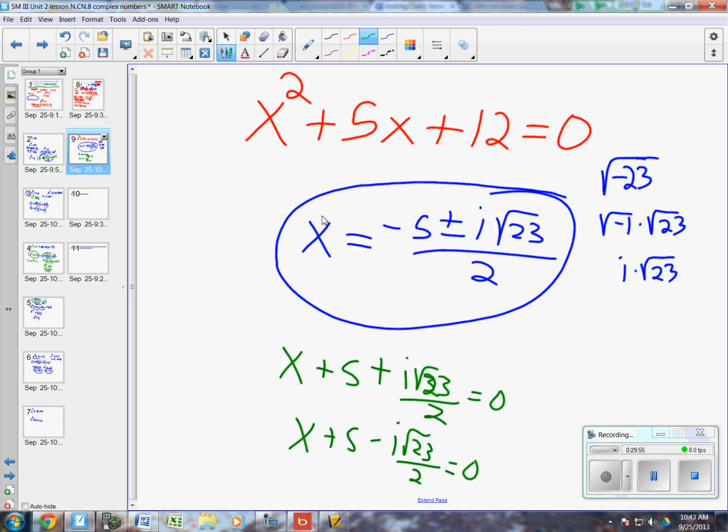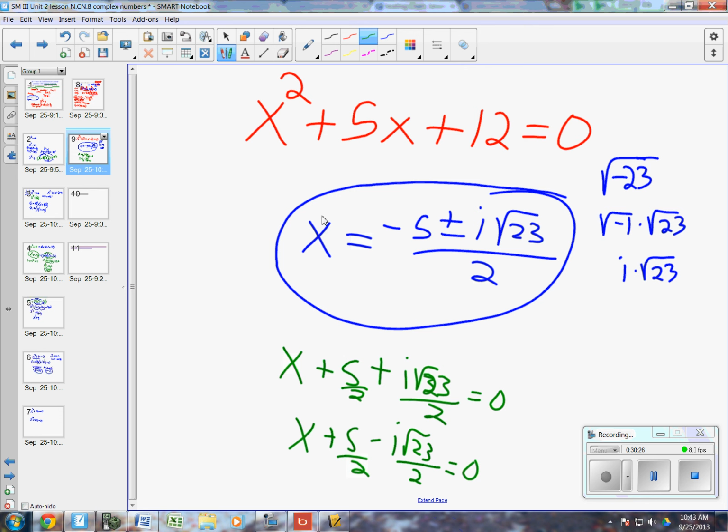All I did is I added 5 to both sides, and on the plus I subtracted i square root of 23 over 2 from both sides. And on the minus, I added i square root of 23 over 2. Oh, wait. You know what? Yeah, this should be 5 halves. Sorry. Thank you. That should be 5 halves. I made a mistake there. Okay.